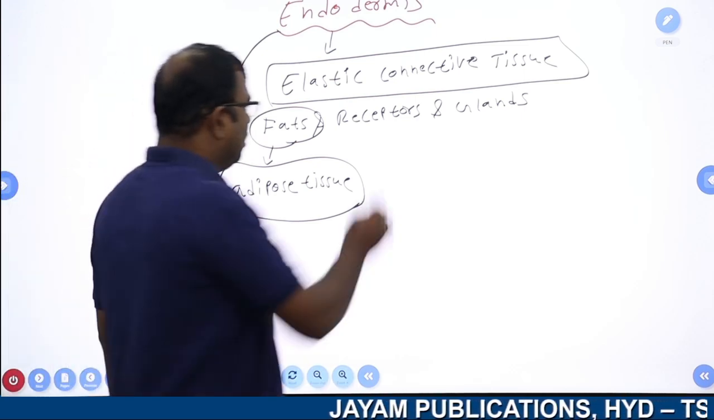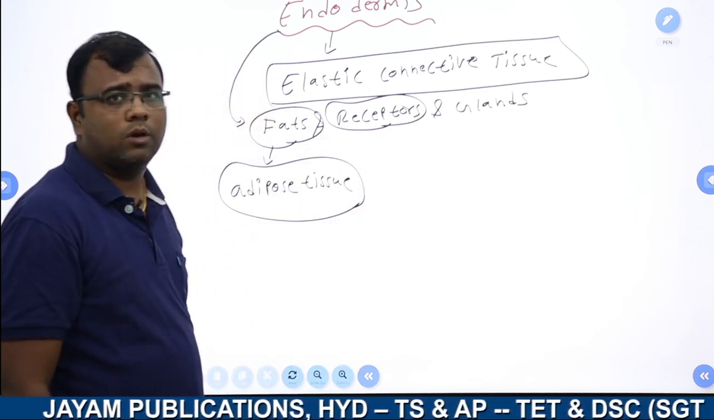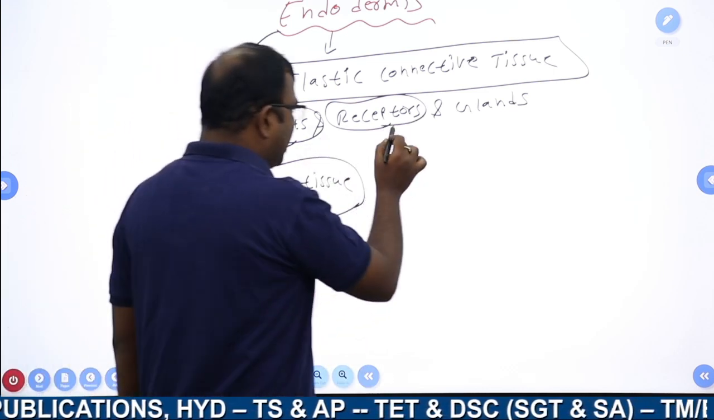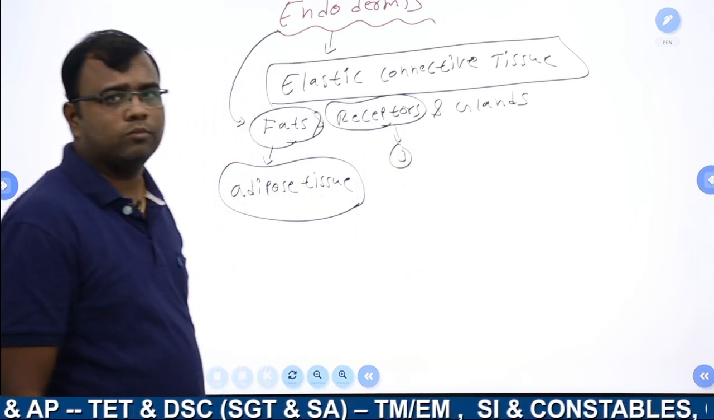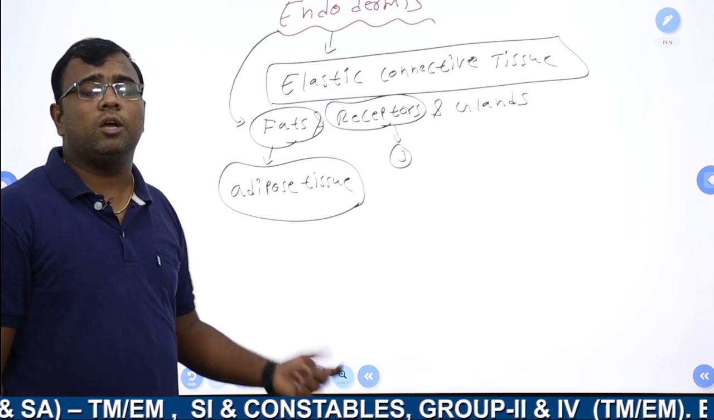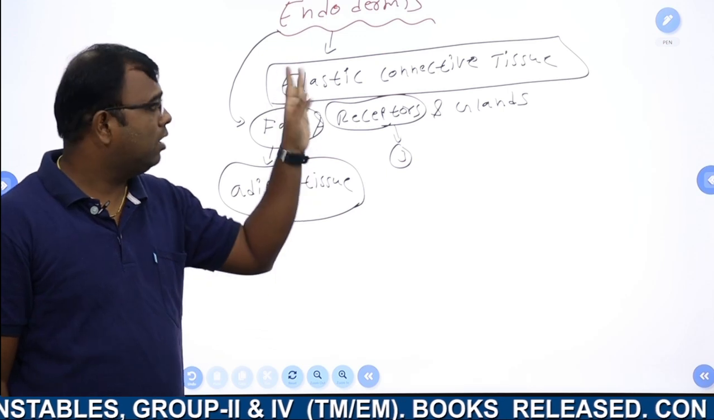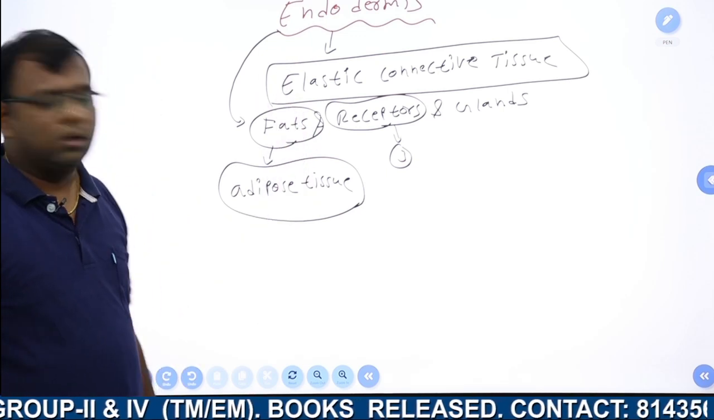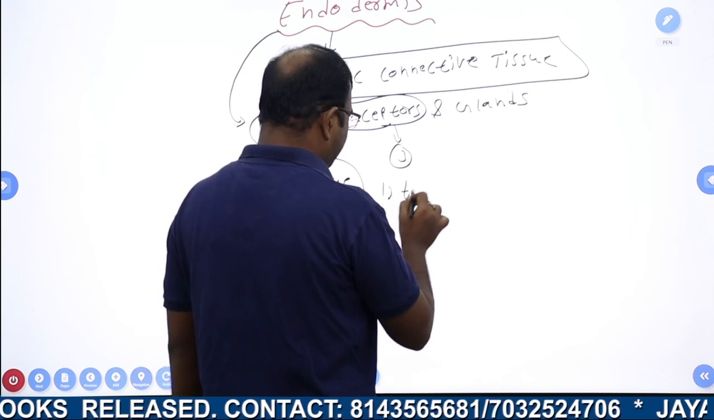Next, the endodermis has receptors. How many types of receptors are present in the endodermis? Three types of receptors are present in the endodermis. The first one is tactile receptors.